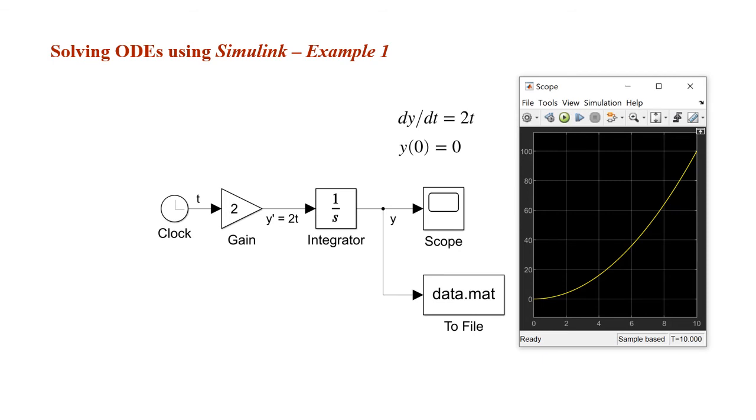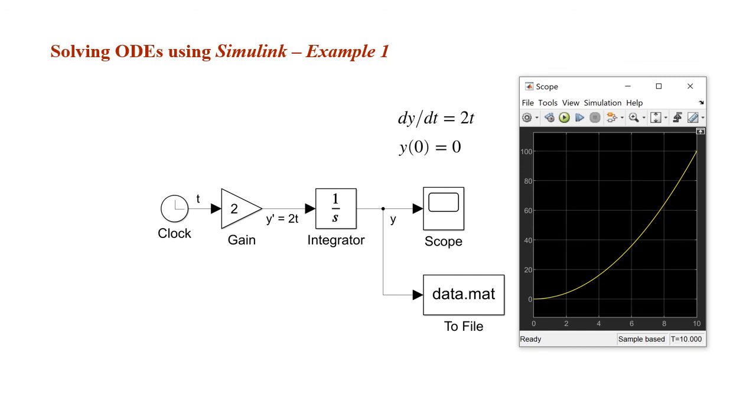Here's an example of a first-order differential equation, dy/dt equal to 2t, which is the same example we did earlier, except here it's simulated as a Simulink model. We have t as a variable, so that's why we placed the clock as a block. And then we have 2t, so we need to multiply t by 2. That's why we placed the gain component. That concludes the expression itself, 2t, so 2t is dy/dt.